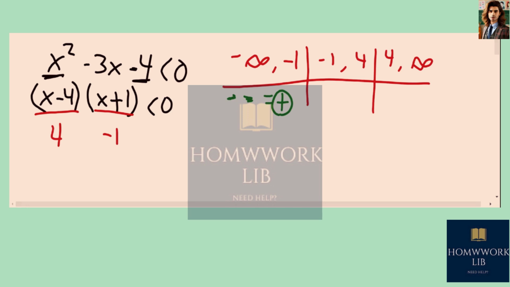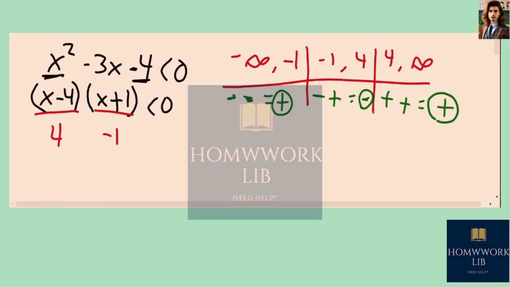From negative 1 to 4, I'll use 0. 0 minus 4 is negative 4. 0 plus 1 is a positive 1. Negative times a positive gives us a net negative. Then 4 to infinity, I'll use 5. 5 minus 4 is positive 1. 5 plus 1 is positive 6. Positive times a positive gives us a net positive.